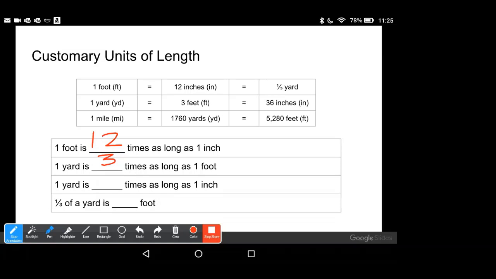And then 1 yard is how many times as long as an inch? So how many inches does it take to get a yard? 36. Okay, and then a third of a yard is how many feet? 1. So 2/3 of a yard would be how many feet? 2. Okay, so kind of keep those things in mind as we're doing this.